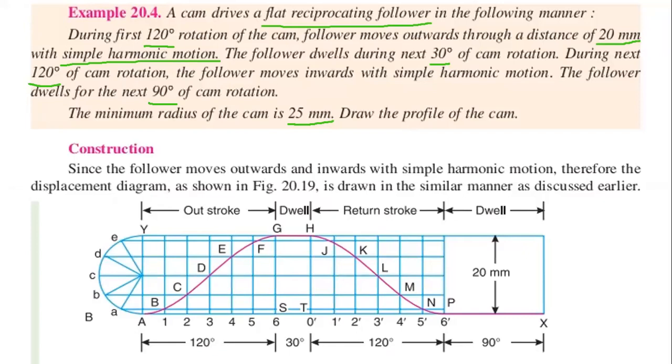Then we take the next section, that is the dwell period, which remains 30 degrees of the cam rotation. During the next 30 degrees, there is no deflection in the follower, so we take it as a straight line from G to H.